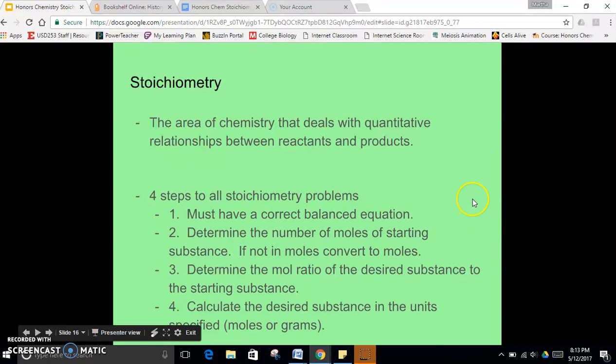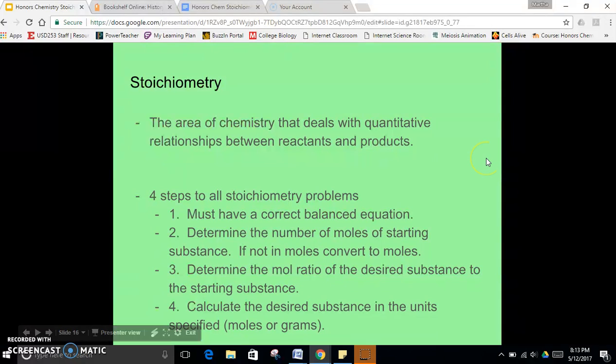This puts together everything that we've done. This is an area of chemistry that deals with the quantitative relationships between reactants and products. Essentially, what we're trying to figure out is if I have this much reactant, how much product can I make? Most of the time, you don't have the perfect amounts that the chemical reaction calls for.